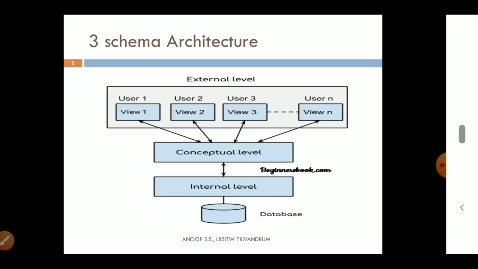The lowest level is the internal level, which deals with the physical schema. The middle one is the conceptual or logical level, where the actual database schema resides. And on the external level is where we provide the view. That view may not be the actual database; it is the abstraction of data that we are providing to the users.